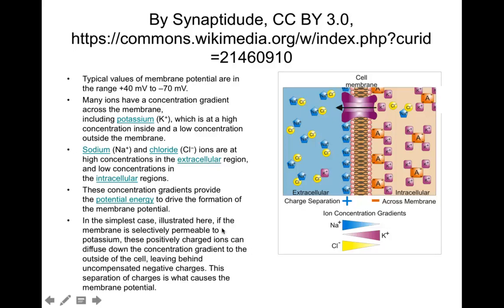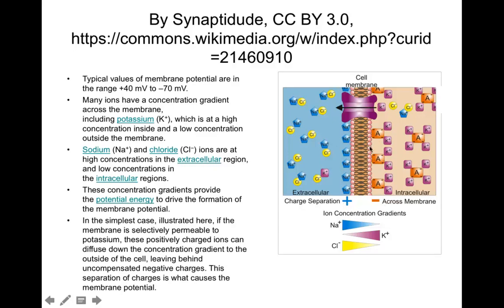If the membrane, for example, is selectively permeable to potassium, then the potassium ions will diffuse through this concentration gradient and go outside of the cell. And what happens then is you have uncompensated negative ions that remain inside of the cell. This gives rise to cell potential due to charge separation.